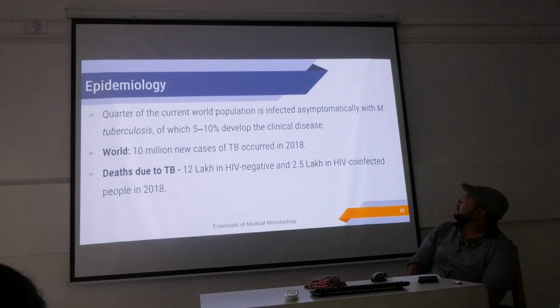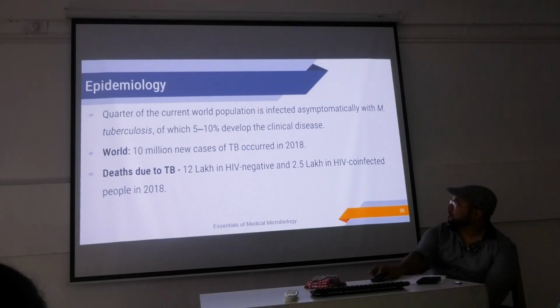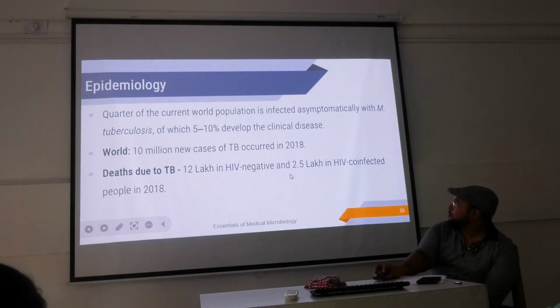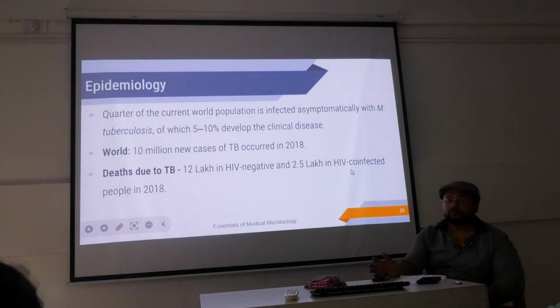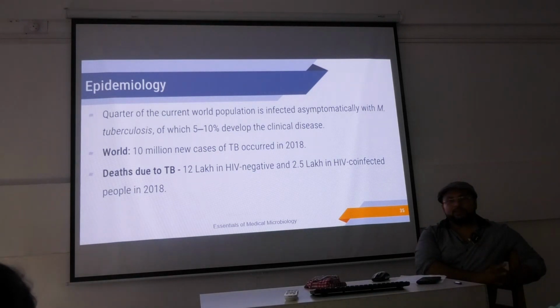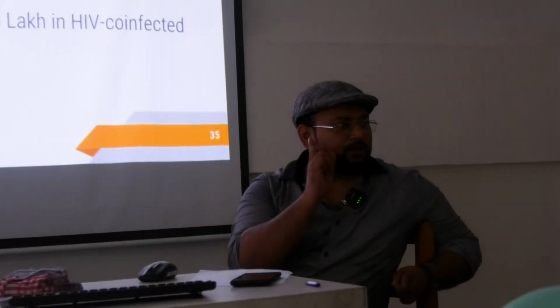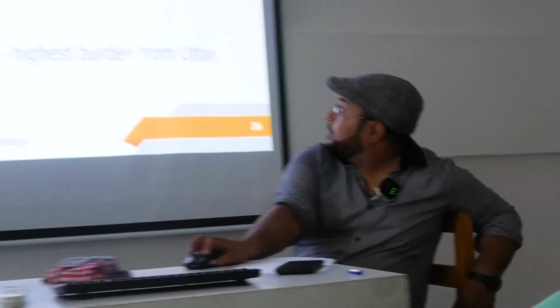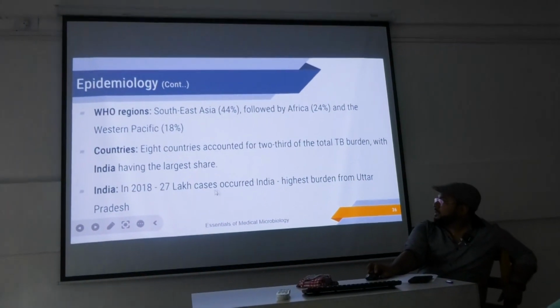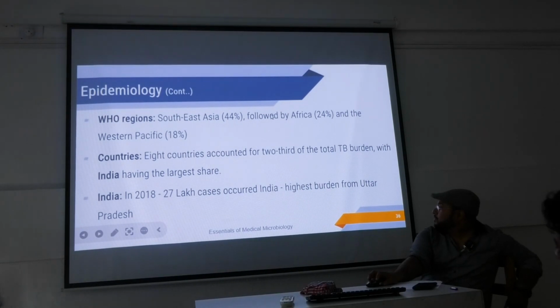Now current world population is infected asymptomatically with MTB. 5 to 10% develop the clinical disease. Worldwide 10 million new cases of TB occurred in 2018. Death due to TB 12 lakhs in HIV negative and 2.5 lakh in HIV co-infected people. HIV এর সাথে টিবির একটা নিবিড় সম্পর্ক আছে। HIV যাদের হবে তাদেরকে টিবি টেস্ট করতে হবে, মাস্ট। আবার যাদের টিবি থাকবে তাদেরকে HIV টেস্ট করতে হবে, মাস্ট। কারণ টিবি তাদেরই হয় যারা ইমিউনো কম্প্রোমাইজড স্টেটে থাকে, ভাইস ভার্সা. So 8 countries accounted for 2/3 of the total TB burden, India having the largest share. 2018 27 lakh cases occurred in India, highest burden from Uttar Pradesh.